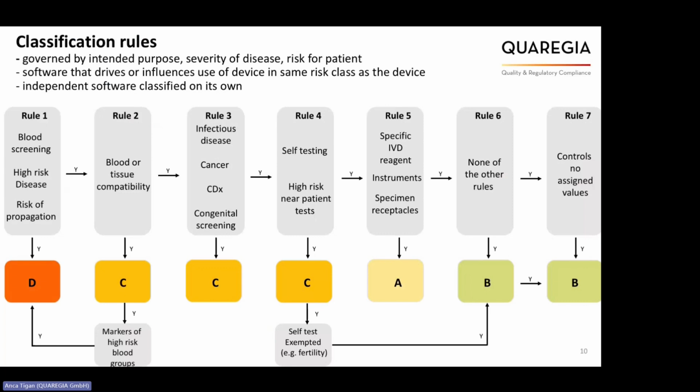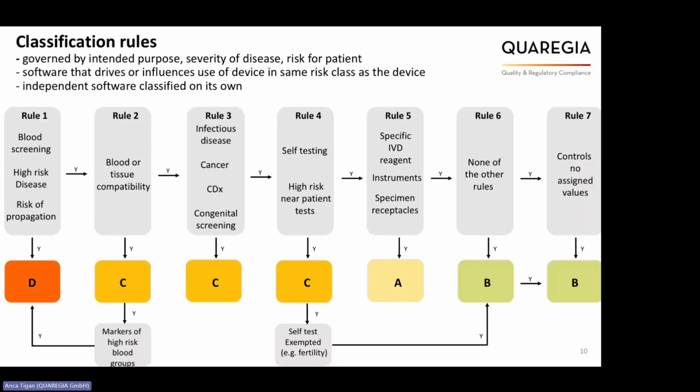Again, as mentioned previously, software that drives or influences the use of the device falls in the same risk class as the device, whereas independent software is classified on its own. Very briefly, through the classification rules.